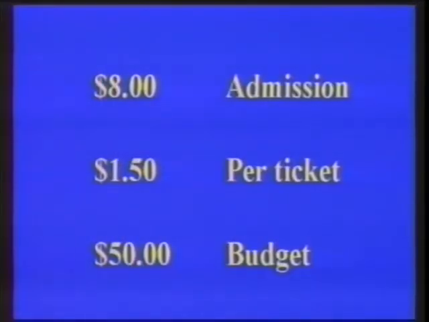We know that Sean will have to pay an admission of $8 in total to get into the fair. We also know that he'll have to pay $1.50 per ticket. Since it's $1.50 per ticket, we will use T in this video to represent the number of tickets he will be purchasing. We also know that his total budget for the fair is $50 in all.